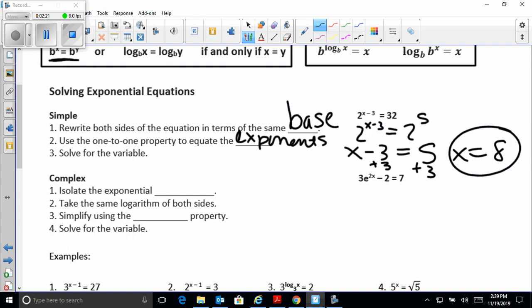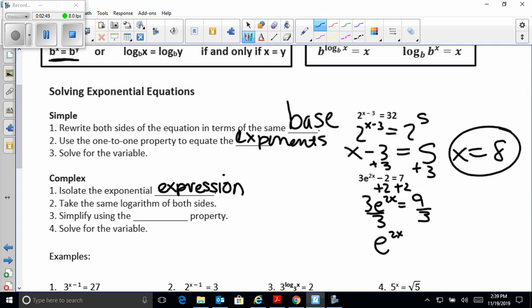Now, if it's more complex, like this next one down here, if I'm looking at this one, I can't get 7 to some e power. So I need to isolate the exponential expression. The thing with the exponent, I want to get by itself, so I'm going to move everything else away from it. So plus 2 on both sides, 3e to the 2x is equal to 9, divide by 3, so we'll have the exponent all by itself. So e to the 2x is equal to 3.